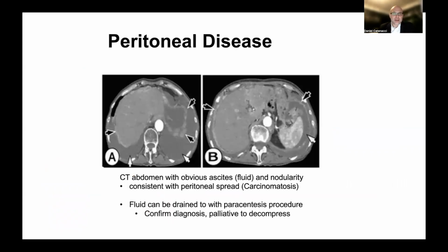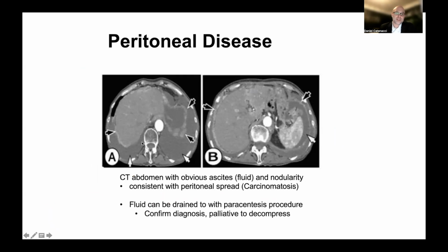One aspect that will keep recurring through many of the videos is peritoneal disease, because it is quite common with gastroesophageal cancer. This is an example of a CT scan showing obvious peritoneal disease. Just to take you through it, there is the liver here. This is a cross section through the abdomen. This is the liver. This is the stomach.